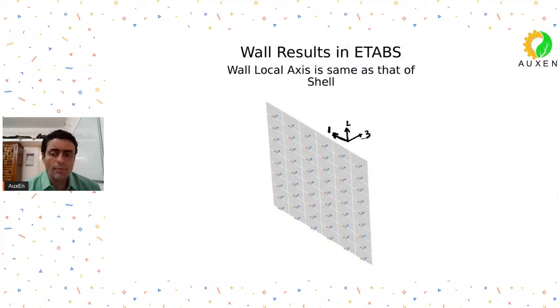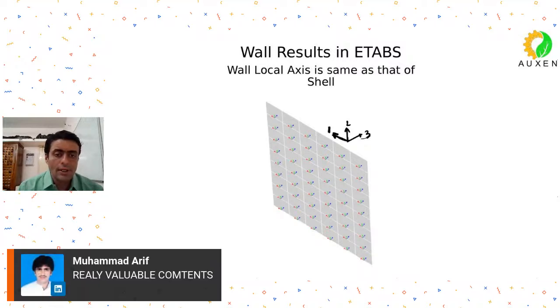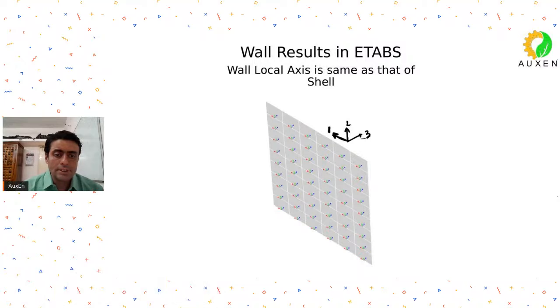When I say wall, I mean any retaining wall, or a wall you are using for tank design. In that case, these are the local axes that you can see on your screen, and the local axis system is the same as that for any slab element or shell element. So you see 1-1, 2-2, and 3-3. 3-3 is out of plane, 1 and 2 are in plane. Okay, so these are wall results.